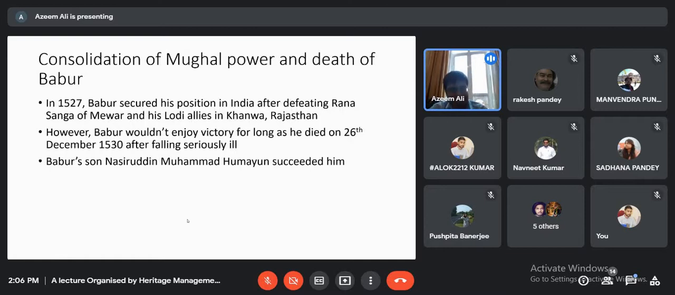And in 1527, Babur secured his position in India after defeating Rana Sangha of Mewar and his Lodi allies at Kanwa in Rajasthan. But unfortunately, Babur wouldn't enjoy victory for long, as he died on the 26th of December 1530 after falling seriously ill. Babur's son Nasiruddin Muhammad Humayun succeeded him in that year.